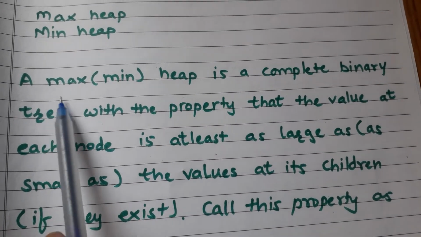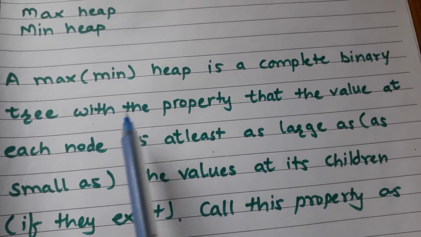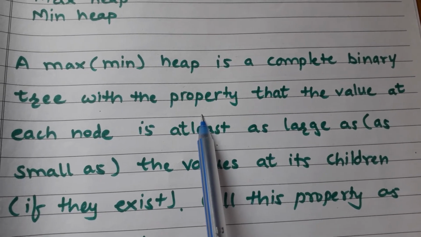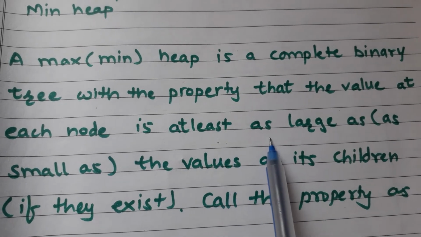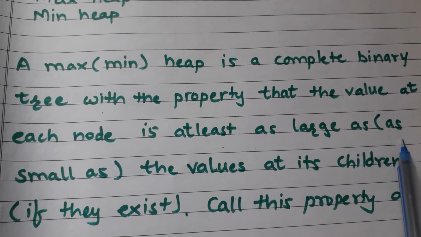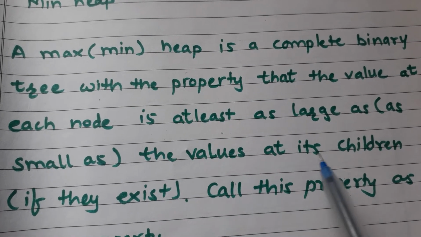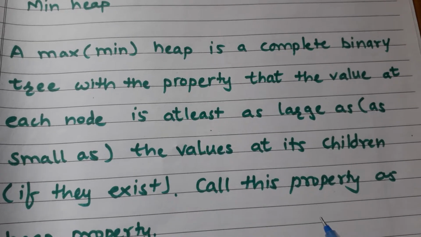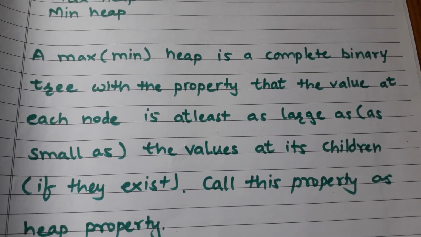So here a max or min heap is a complete binary tree with the property that the value at each node is at least as large as or as small as the values at its children if they exist. We call this property the heap property.